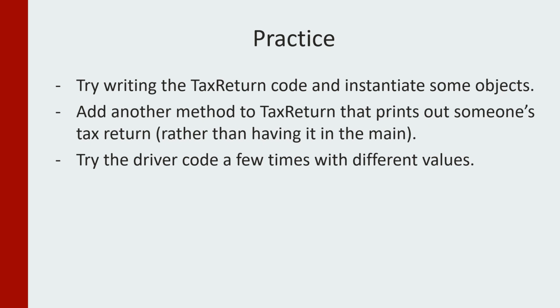Another thing to do is add another method to the taxReturn.java file and make that be a print tax return method. And rather than having the print in the main method, just call this print tax return in the main. And so we'll call this main print tax return. And think about what the type of that method or the return type of that method will be.